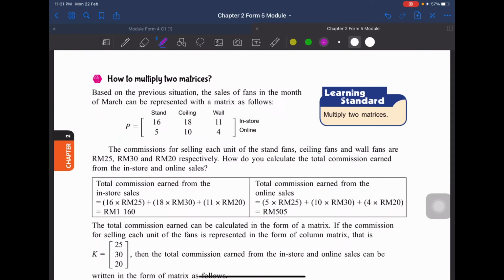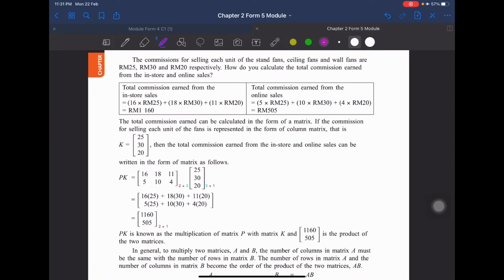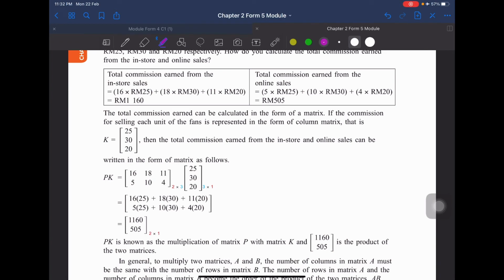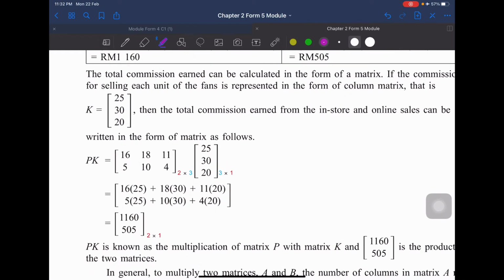The next learning standard is multiply two matrices. There are a few criteria you need to look at before you multiply two matrices. The most important thing in multiplying two matrices is that you need to look at the size of the matrix. So what is the size of a matrix?